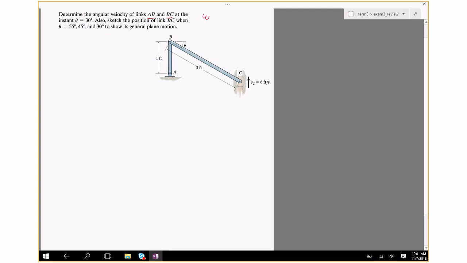So let's call that omega AB, omega BC, at the instant when theta is 30 degrees. Also sketch the position of the link BC when theta is 50, 45, 30. Let's just skip that part. I'll post a solution for everything, but let's skip that for now because I need to do quite a few questions.